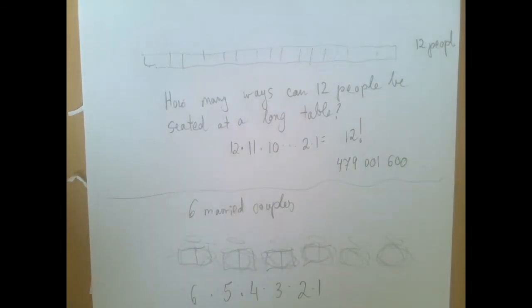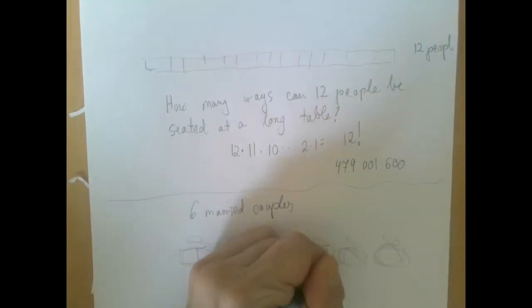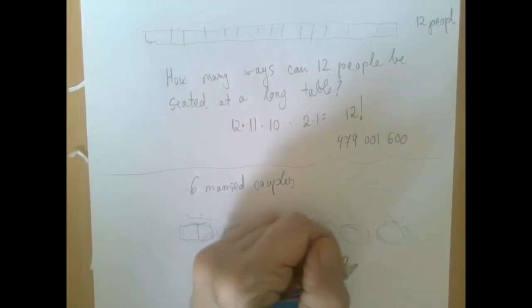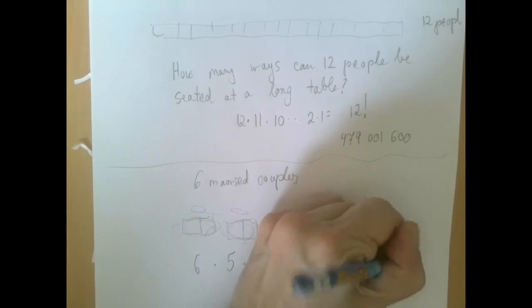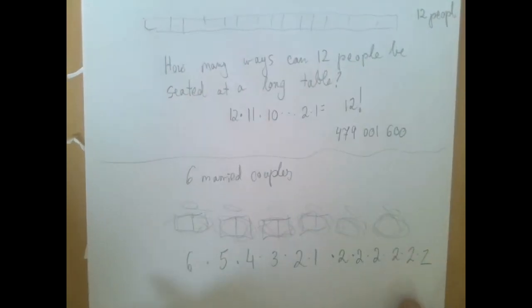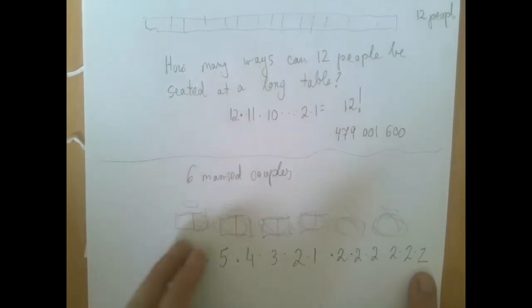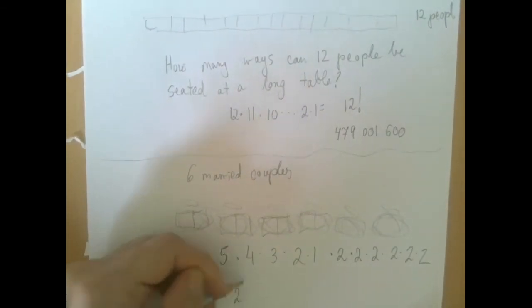But now, how do they sit down? There are 2 options, husband here, wife there, or vice versa. So imagine that we fix everything, and then these two swap places. Well, that's a multiplier of 2. And then the same here, and the same here, and all together we're going to have 6 multipliers of 2. And that reflects the choice of in what order does a married couple sit. So this is 6 factorial times 2 to the 6th power.